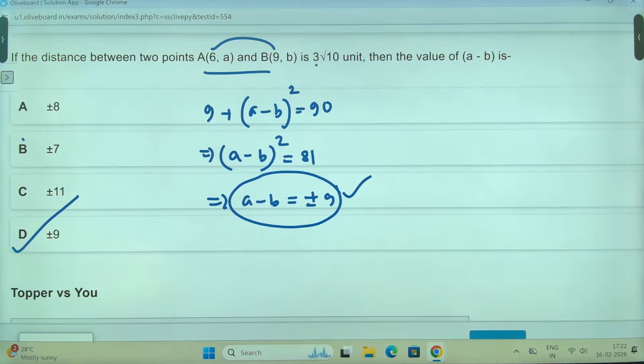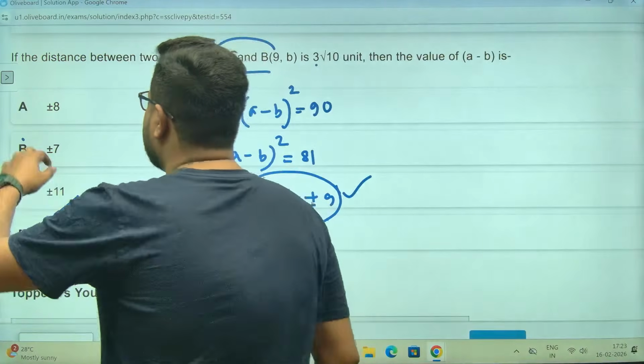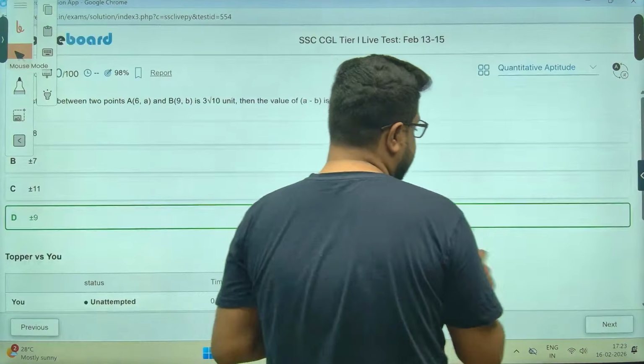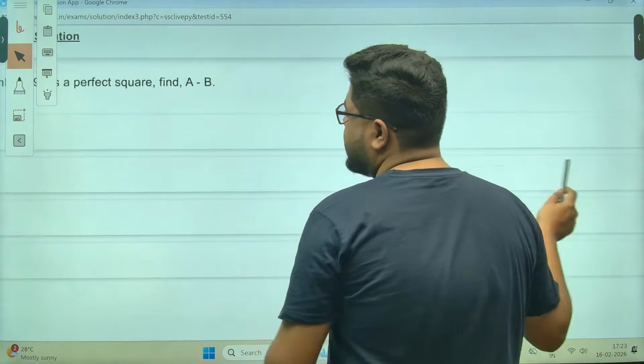Done. Everybody clear? It's a couple of lines, sir. Again, if you don't know the distance formula, then you will be in trouble. But again, if you know, then it's very simple.